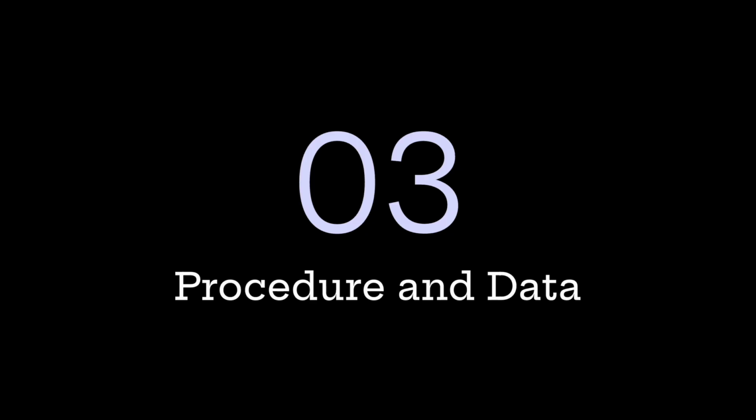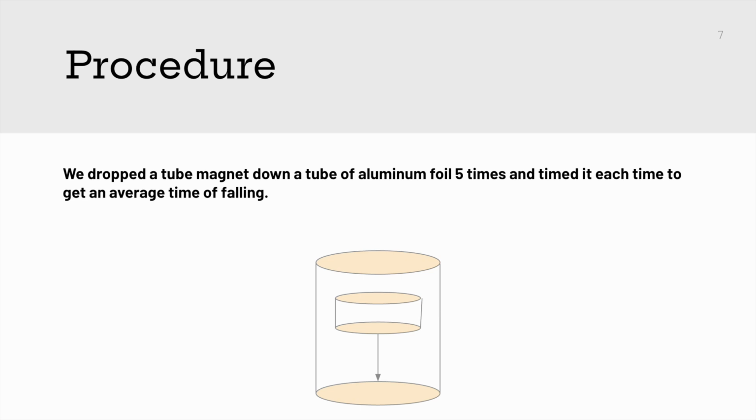So we'll now go into the procedure and the data. Unfortunately, I was not in attendance, so I do not have an image, but I decided to create a diagram to show you what it looked like. The colors are not accurate, but basically there was a larger loop of aluminum foil, and in that loop we dropped a longer tube magnet down, and it would be sort of levitating, not levitating, but it would be flowing down slower than if you just dropped it on a table.